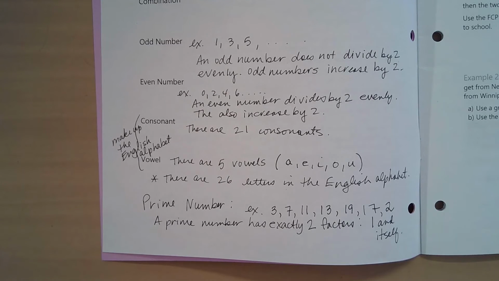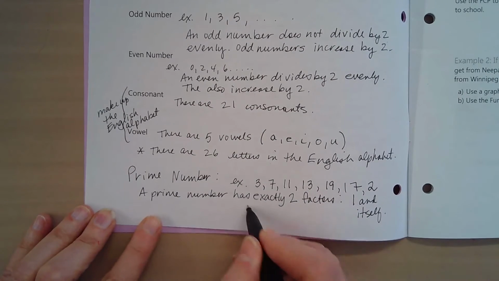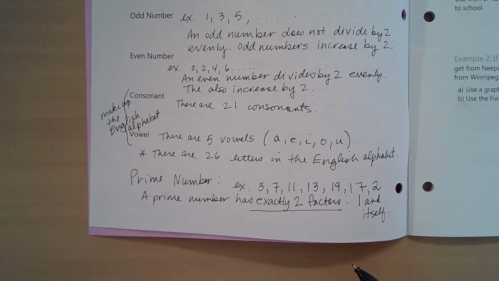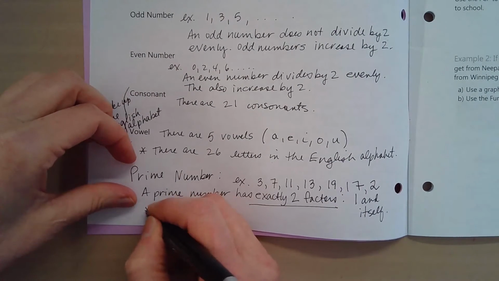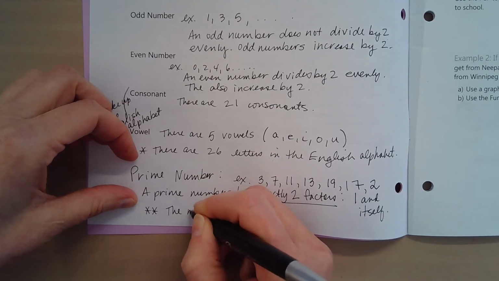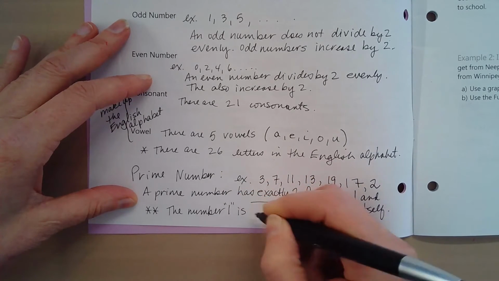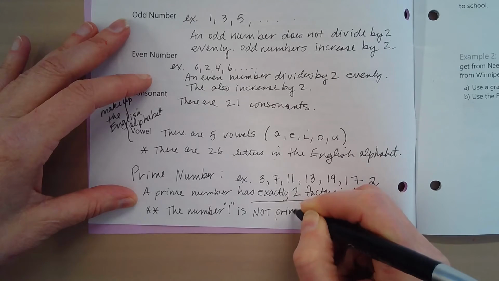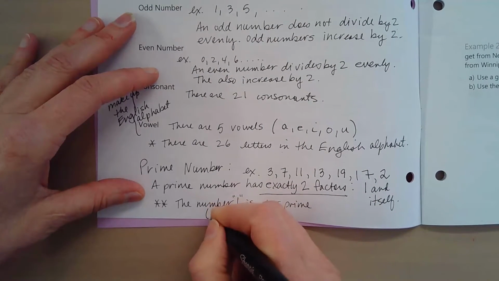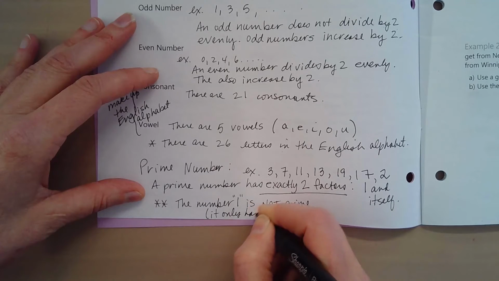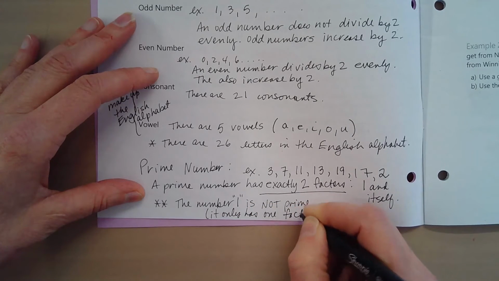Okay, is 1 a prime number? Okay, the answer is no. Why? Yeah, a prime number has exactly 2 factors. One only has 1 factor, right? So note the number 1 is not prime. It only has 1 factor: itself.